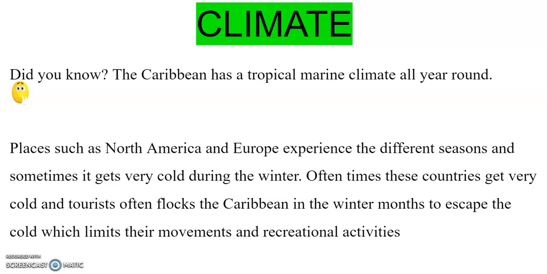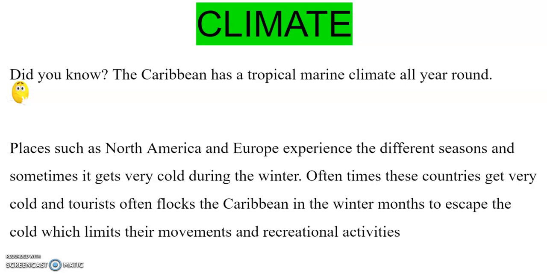So climate is another factor that influences the development of tourism in the supply or the source country. So did you know, a fun fact, did you know that the Caribbean has a tropical marine climate all year round?